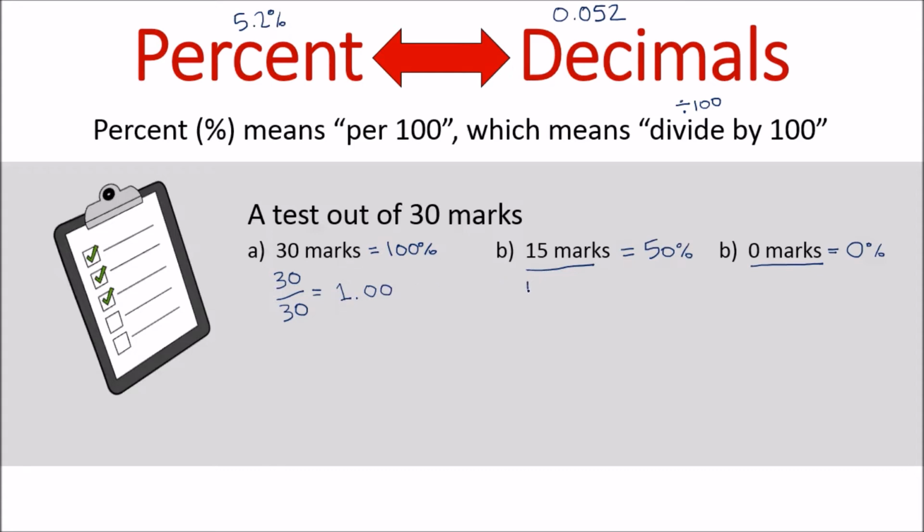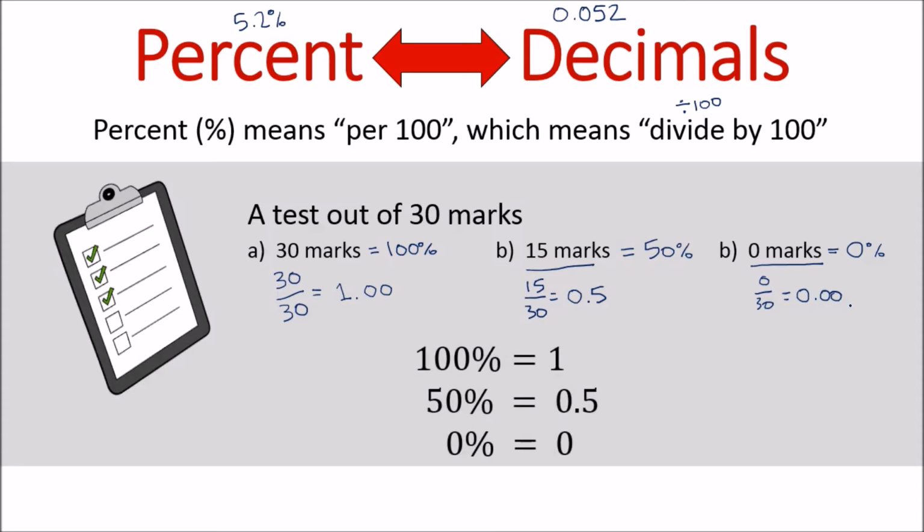This one here, 15 marks out of 30, looks like this as a fraction. And how many 30s in 15? There's only half. So that looks like a 0.5. So this is the decimal number for 50%. And this one here, 0 marks out of 30. How many 30s in 0? There's none. So this is the decimal number. You can just write it as 0 if you want, but I've put in the decimal point and some zeros just to put it into context. So looking at these three results, 100% means 1, 50% means 0.5, and 0% means 0.